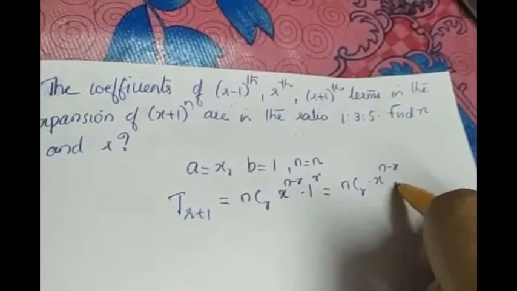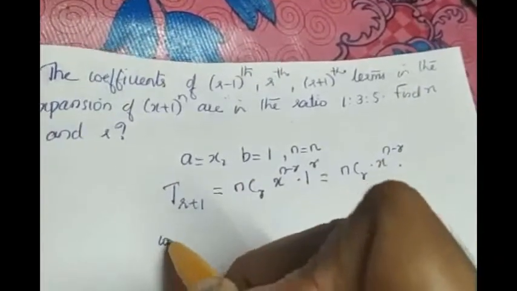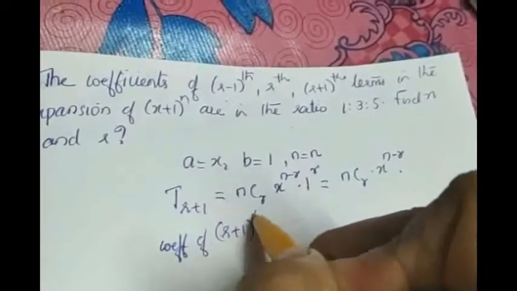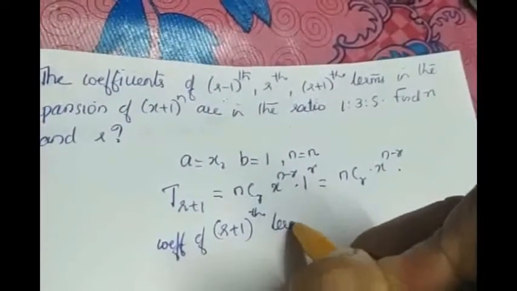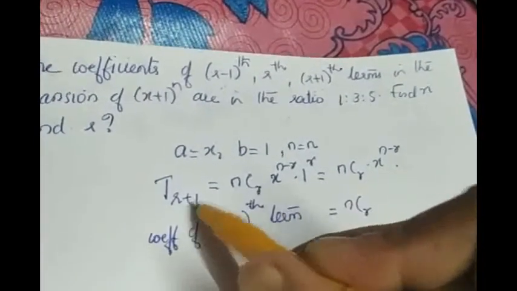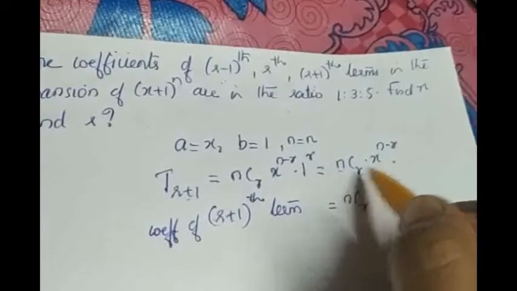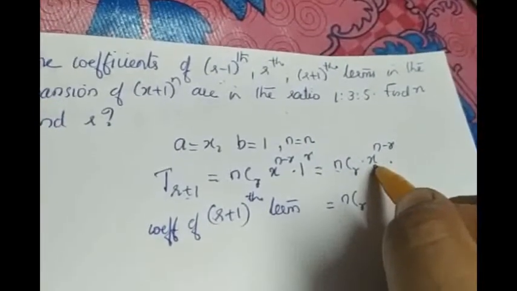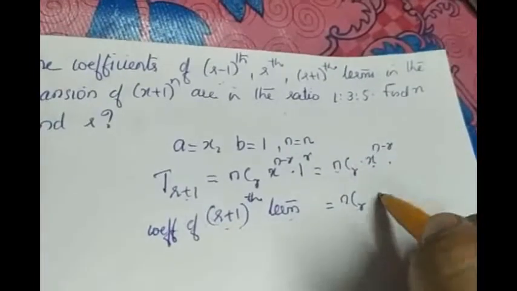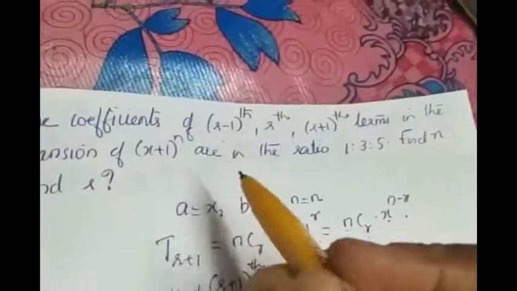So what we are getting is, the coefficient of the (r+1)th term is equal to nCr. We are getting the (r+1)th term as nCr into x^(n-r). That means the coefficient of the (r+1)th term is nCr. So this is a generalization. Okay, again go to the question.